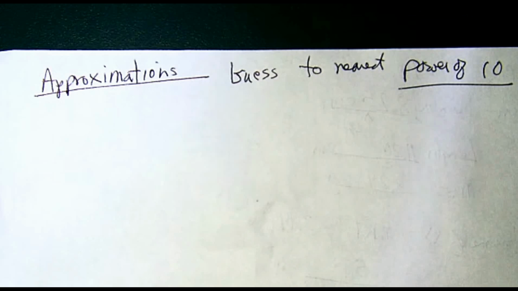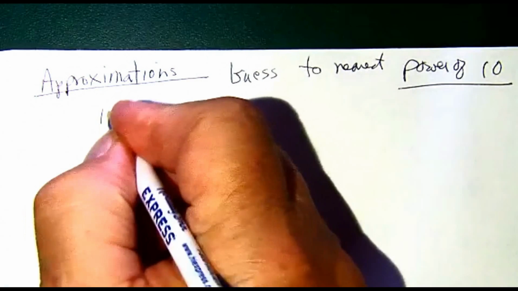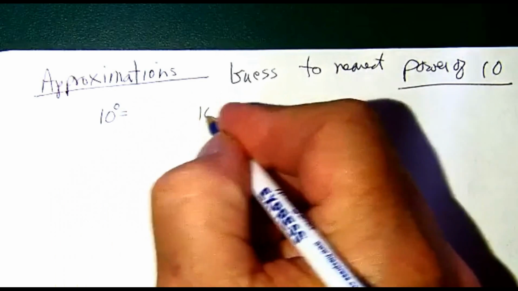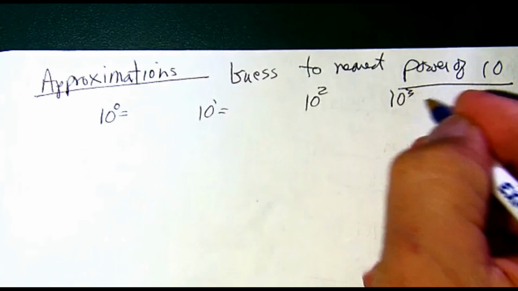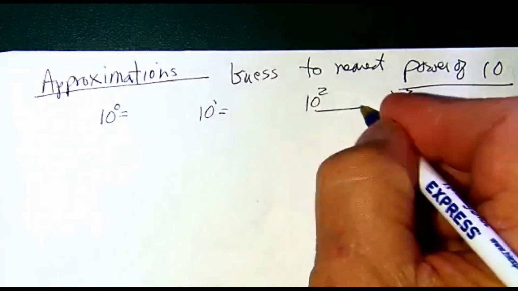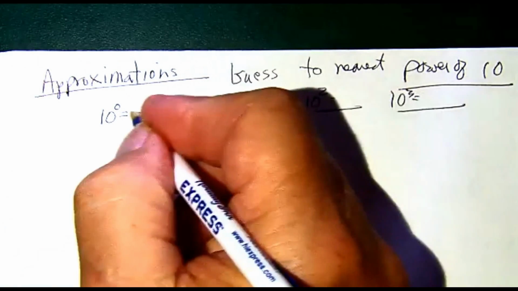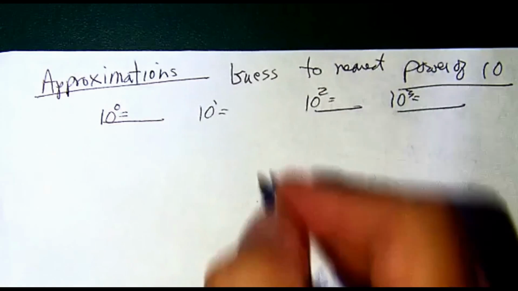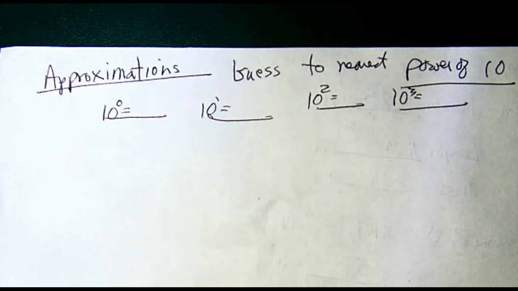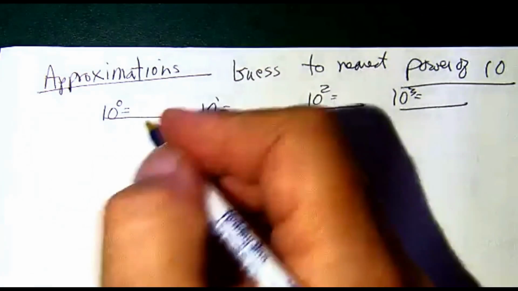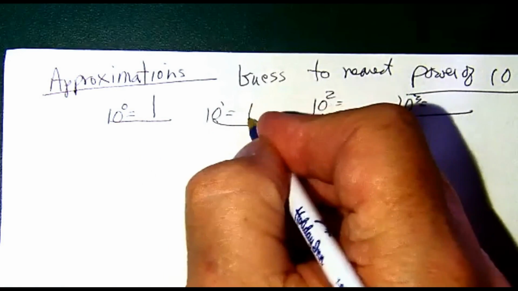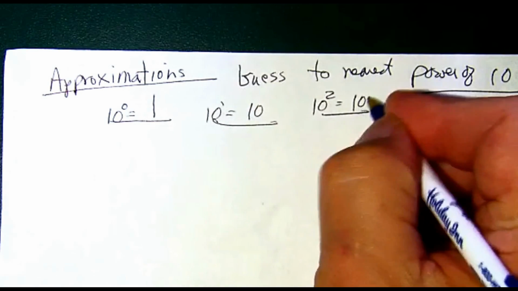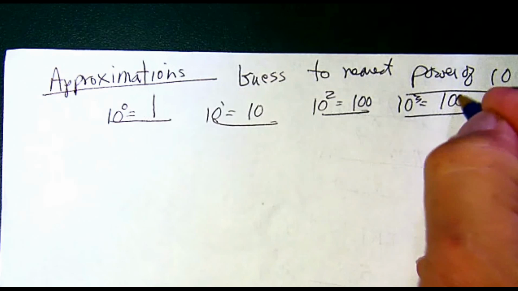All right, so let's remember what powers of 10 are about. Let's remember what 10 to the 0, 10 to the 1, 10 to the 2, and 10 to the 3 are. What are these things equal to? 10 to the 0 means what? Uno. There you go. All right. 10 to the first means 10. 10 to the second is 100. 10 to the third is 1,000.